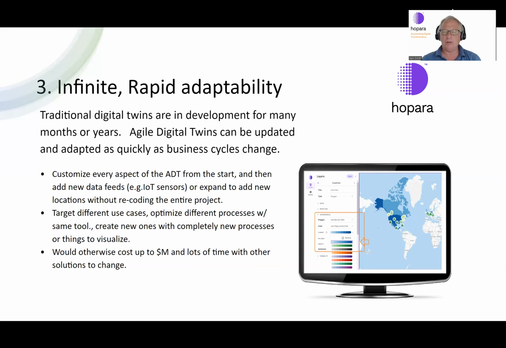The difference is with a traditional twin, it could cost you millions and take you many, many months to rewrite all that code. With an ADT, those types of updates are automatically built in.